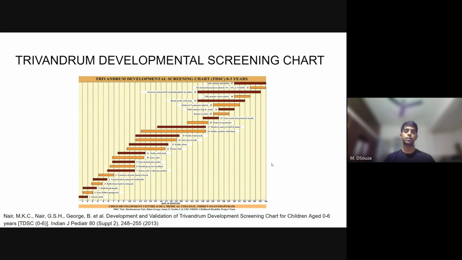Considering that we come from St. John's, it is only right that we pay our developmental dues, and it would be incomplete of me to not mention certain developmental aspects which are worthwhile screening for during OPD. One tool that is useful in these realms is the Trivandrum Developmental Screening Chart.